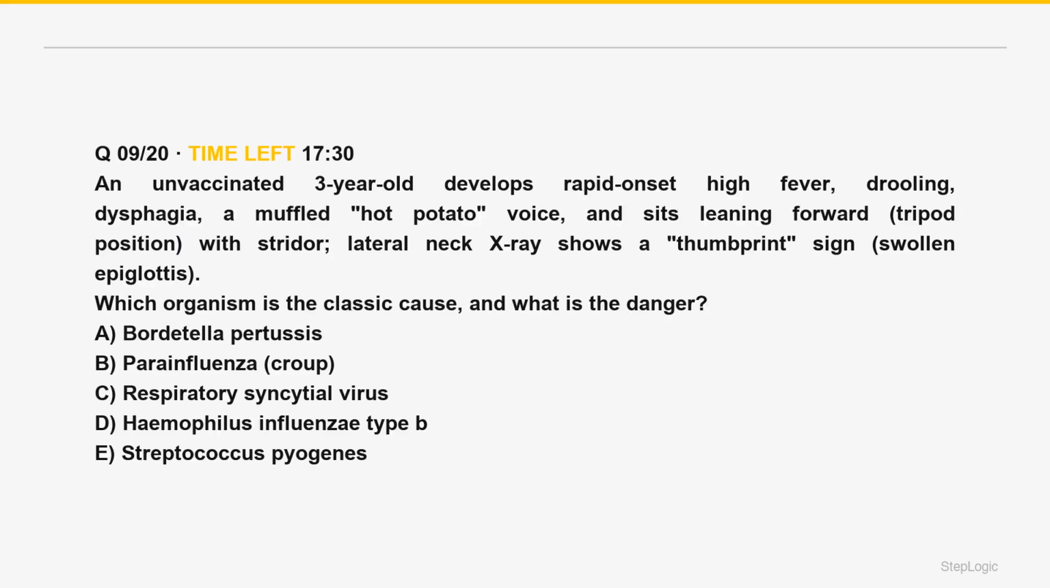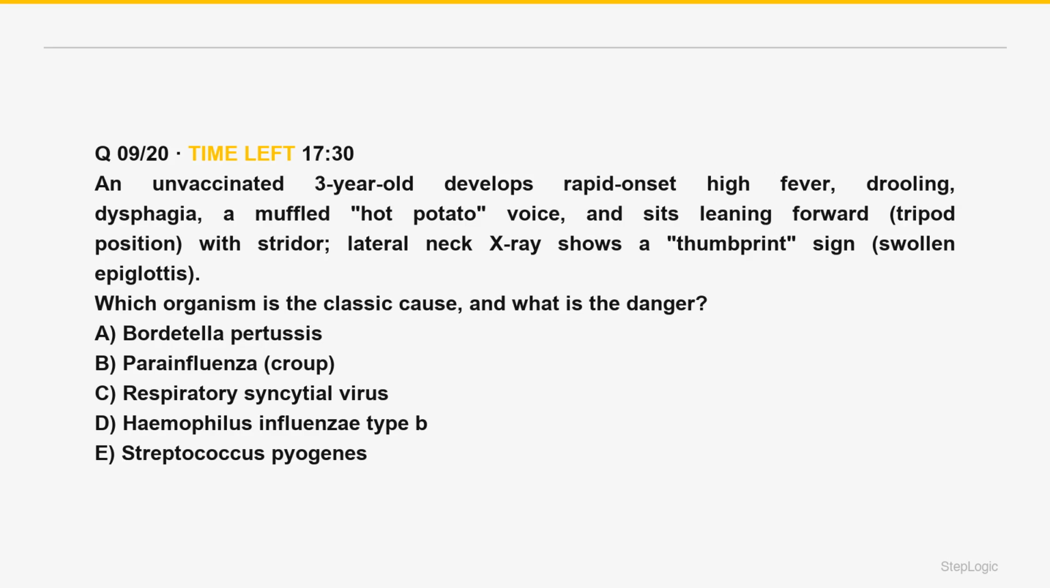Which organism is the classic cause and what is the danger? An unvaccinated 3-year-old develops rapid onset high fever, drooling, dysphagia, a muffled hot potato voice, and sits leaning forward in the tripod position with stridor. Lateral neck x-ray shows a thumbprint sign, a swollen epiglottis. Read the command: organism and danger. Unvaccinated child, epiglottitis, drooling, tripod, thumbprint, airway emergency.